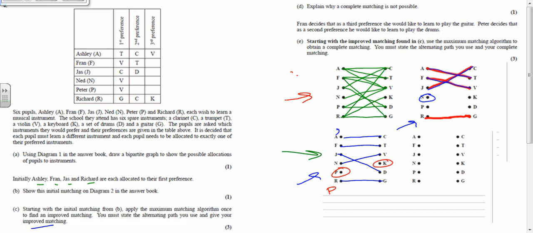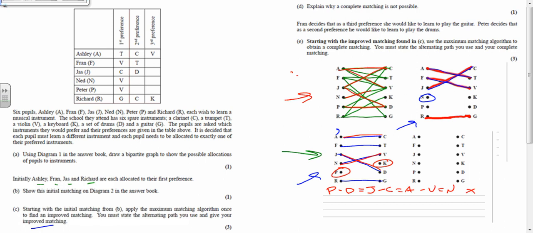So I've drawn this out a little bit neater. So P can now do D. So P to D, and then D is already done by J. And where we've got to end up, we've got to end up at K. So J can now go to C, and C has already been done by A. So A can go to V. And V has already been done by N. Oh, and that's not helped us out. So that way doesn't work.